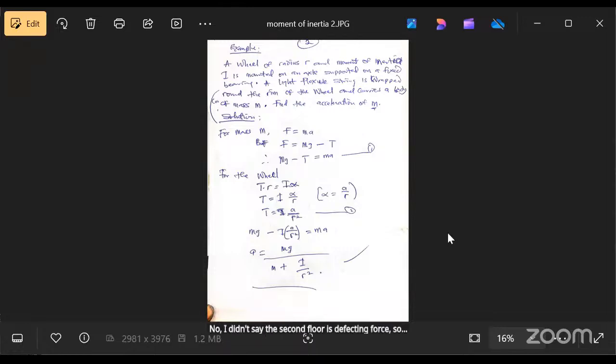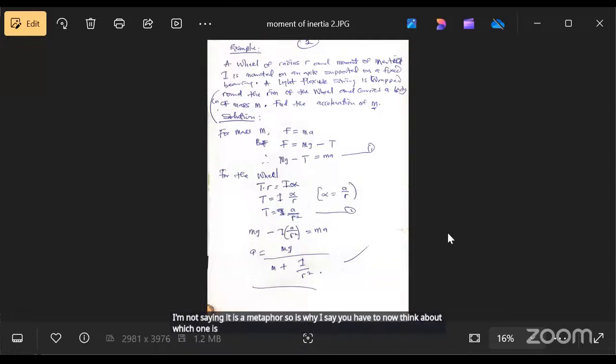So I said there are two forces, weight and tension. Then you have to resolve it. You have to get the effective force. I'm not saying this is the effective force. That is why you have to think about which one is greater than the other, and you subtract one from the other, then you get your effective force. And it's the effective force that you are going to use.